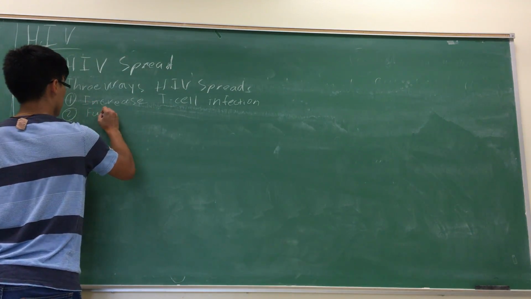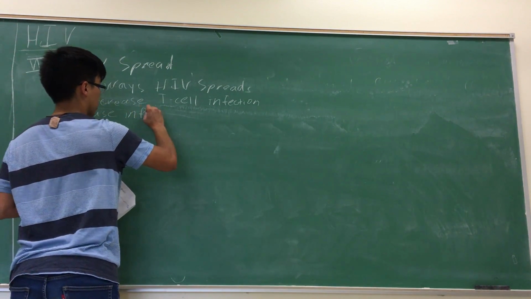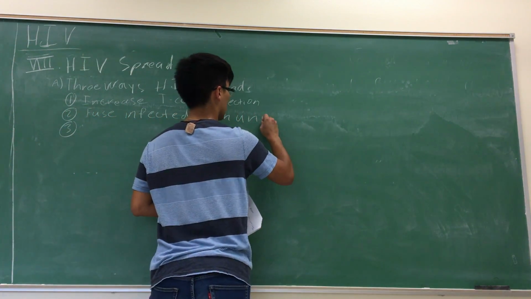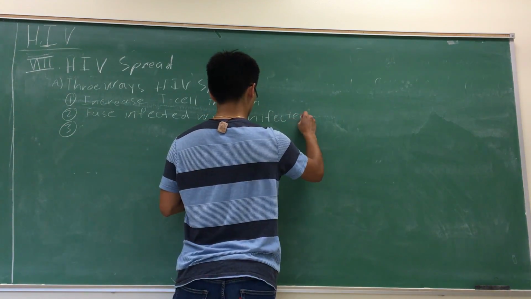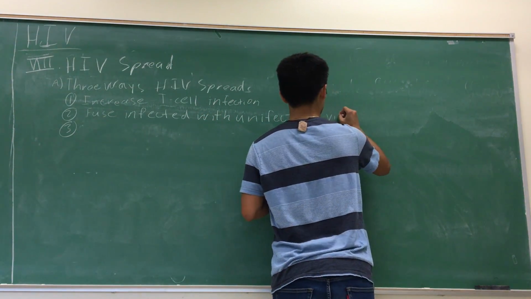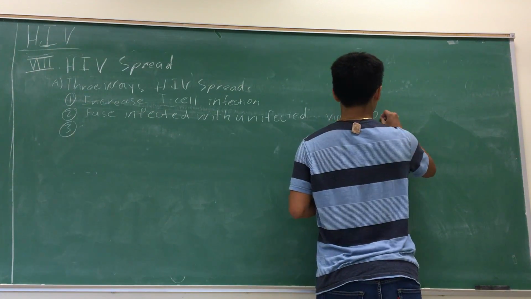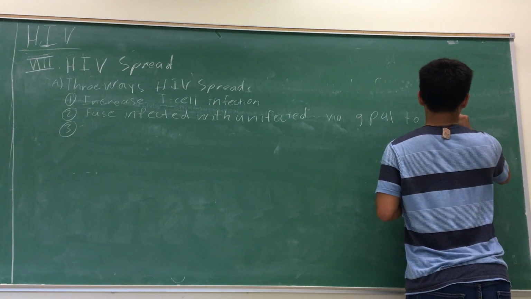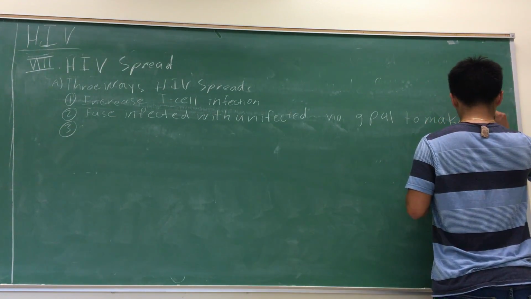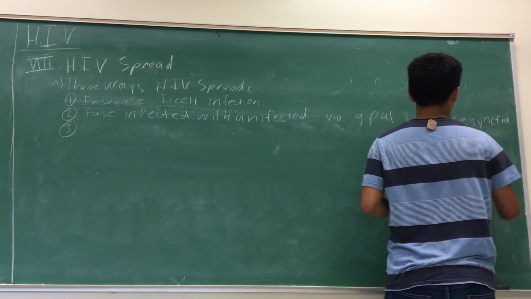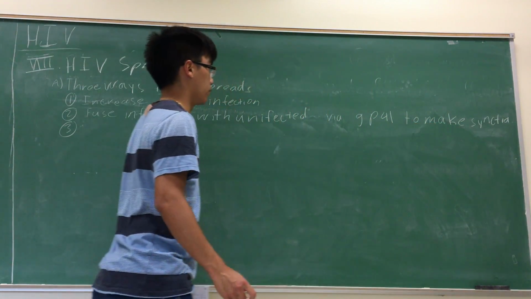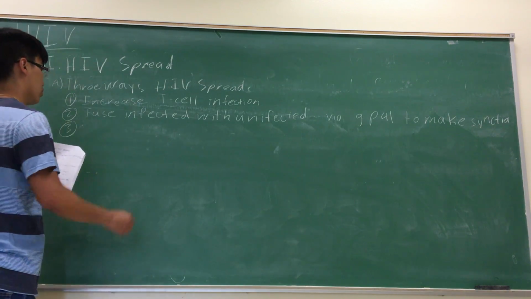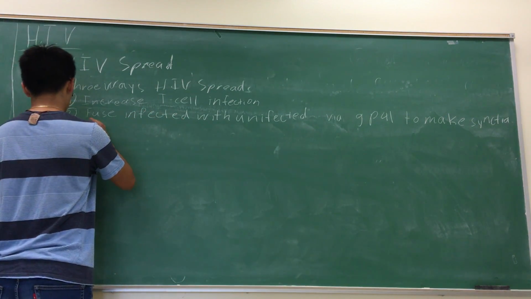Or you can fuse infected with uninfected cells. This fusion is called syncytia. You sort of sync up an uninfected with an infected cell, and then you get more viral increase using gp41.